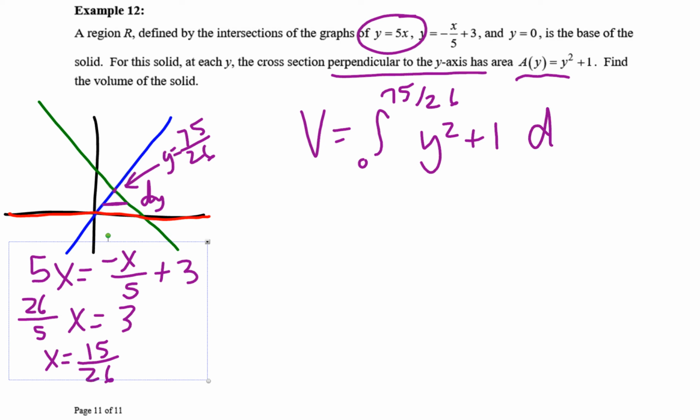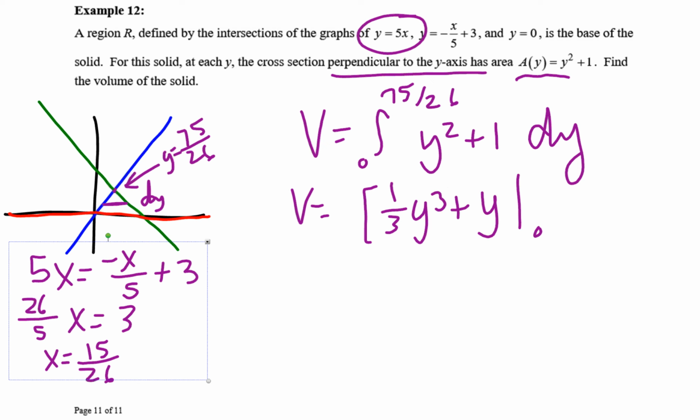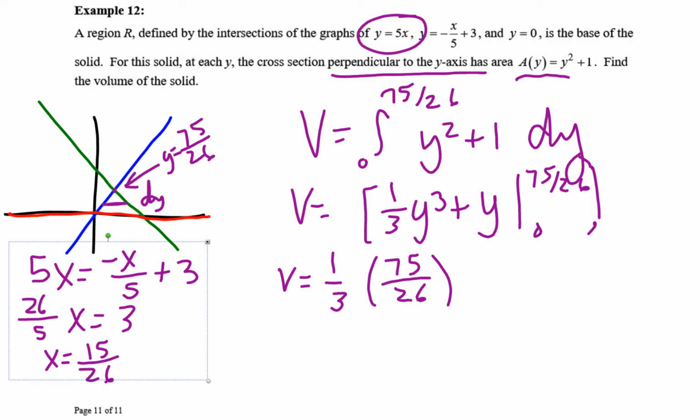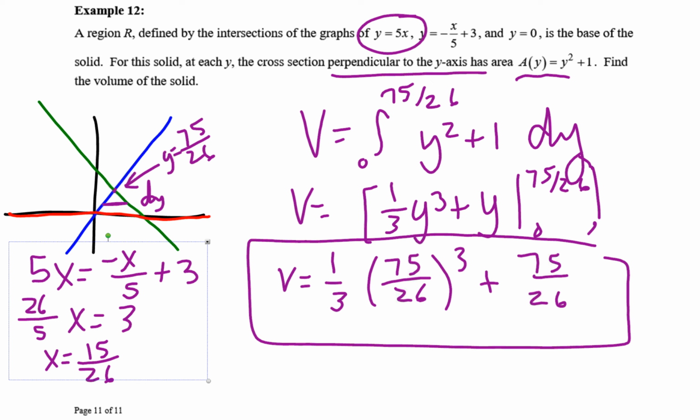That was nice. So the volume is, take the antiderivative. That would just be y from 0 to 75 over 26. Since I don't have a calculator handy, I'm just going to write it like this. Minus 0, and there we go. So that wasn't so bad, and that concludes section 6.3.